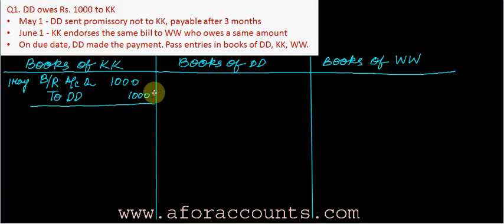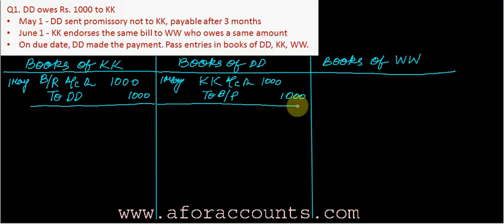And in the books of DD on 1st May, the entry will be KK account debit. KK account debit. KK has to receive that 1000 ultimately. So bills payable being my liability in the credit side, to bills payable 1000. WW has still not yet come into the picture.